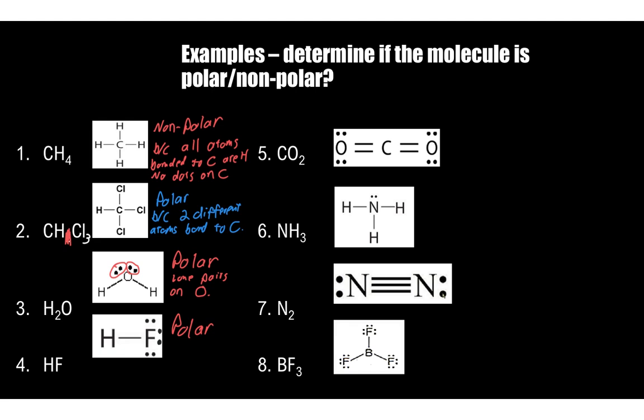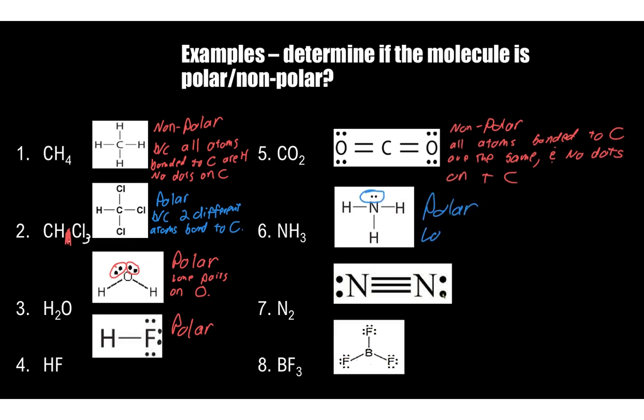Number 5 is another nonpolar molecule, CO2, carbon dioxide, right? And all atoms bonded to C are the same, and no dots, no lone pairs on the carbon. Number 6, ammonia, polar. There's a lone pair on the nitrogen.